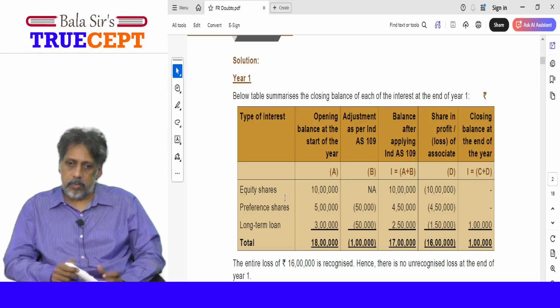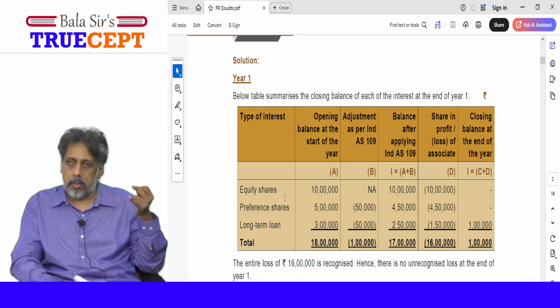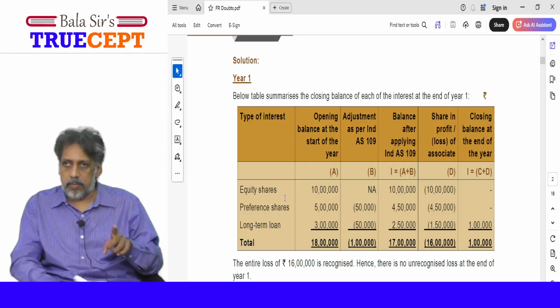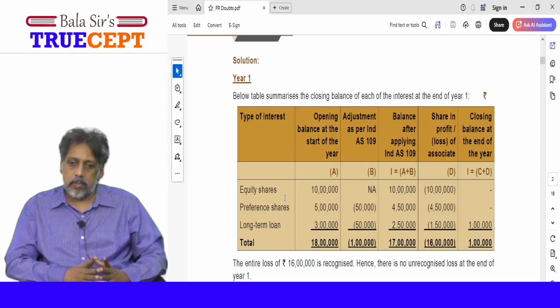So, year 1. The below table summarizes the closing balance of each of the interests at the end of year 1. They made a chart with 6 columns: type of interest, opening balance at the start of the year, then adjustment as per IND AS 109, balance after applying IND AS 109, share in profit or loss of associate, and then last is the closing balance at the end of that year. So, equity share.